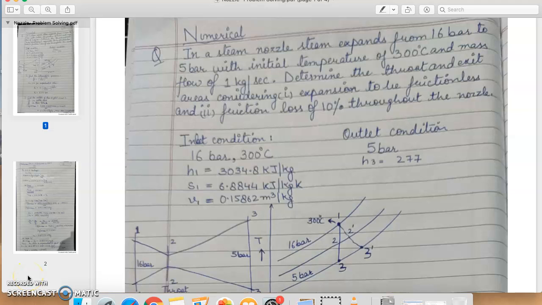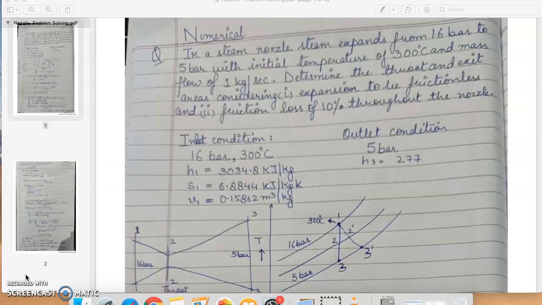Today, we are going to discuss a very important numerical on steam and gas nozzles. The question is as follows. A steam nozzle, steam expands from 16 bar to 5 bar with initial temperature of 300 degrees Celsius and mass flow of 1 kg per second. Determine the throat and exit areas considering part 1 expansion to be frictionless and part 2 friction loss of 10% throughout the nozzle. So, now we'll discuss the given conditions.